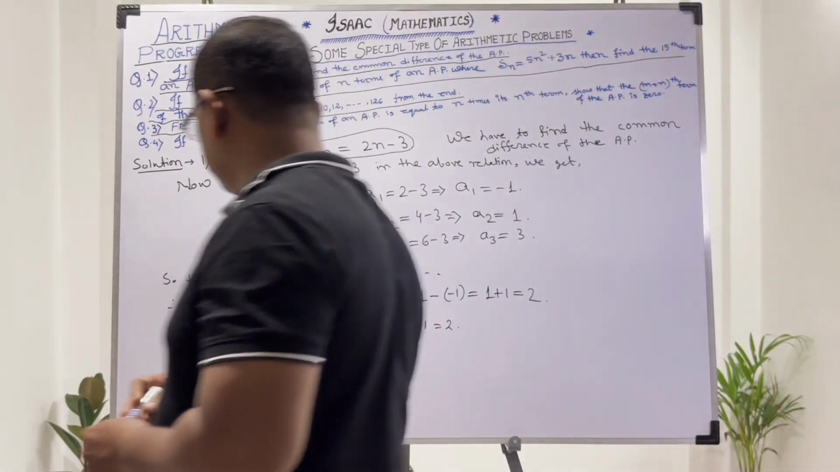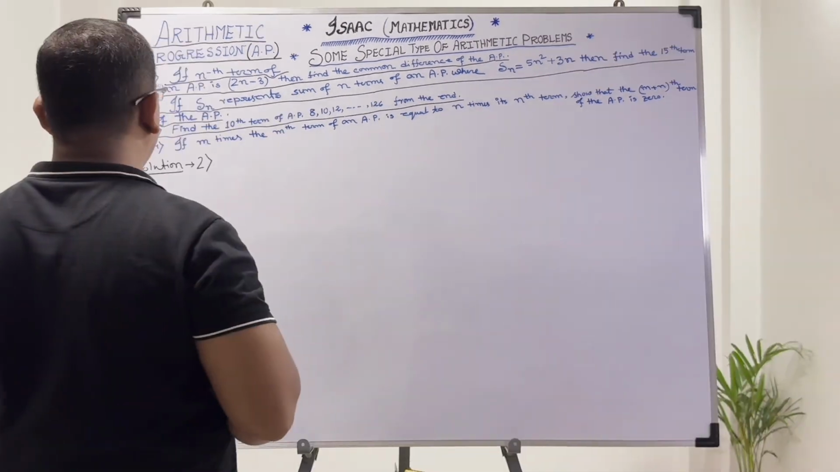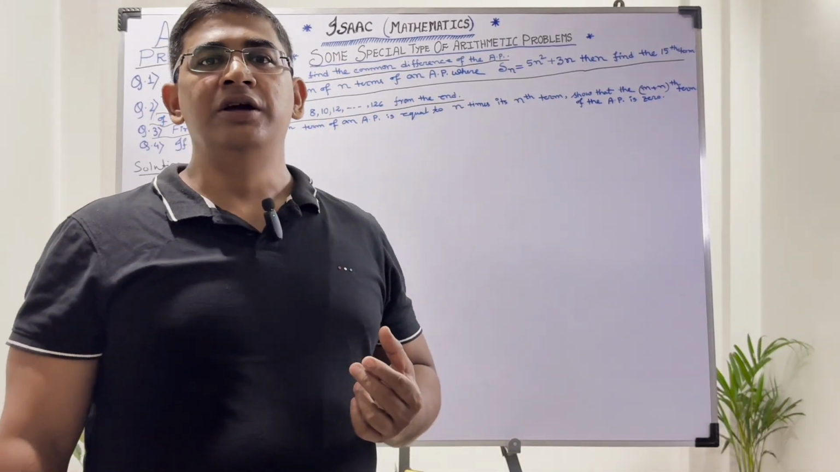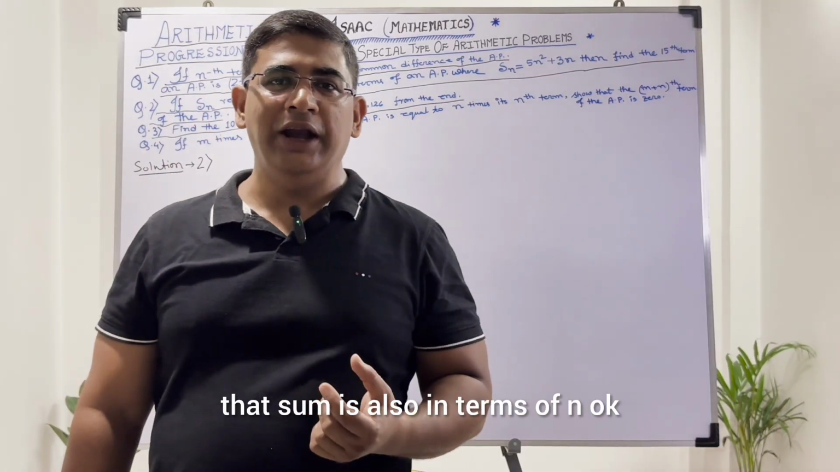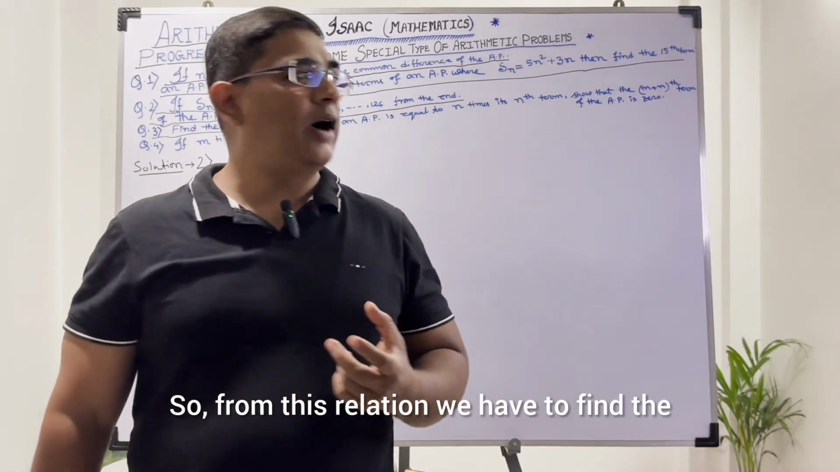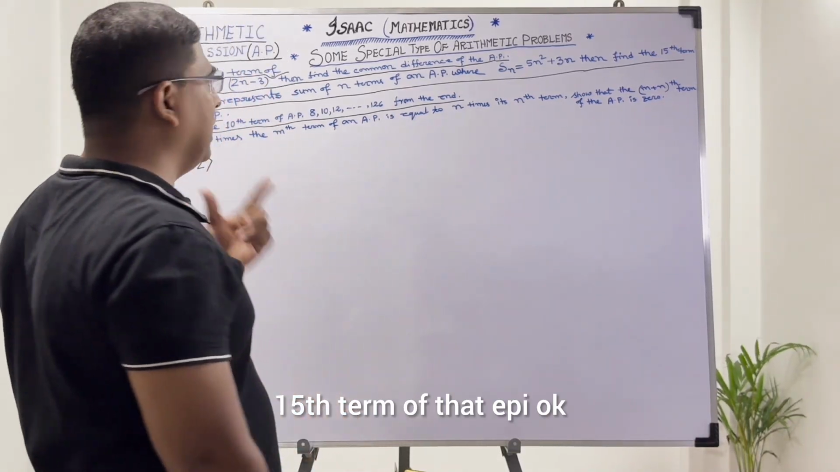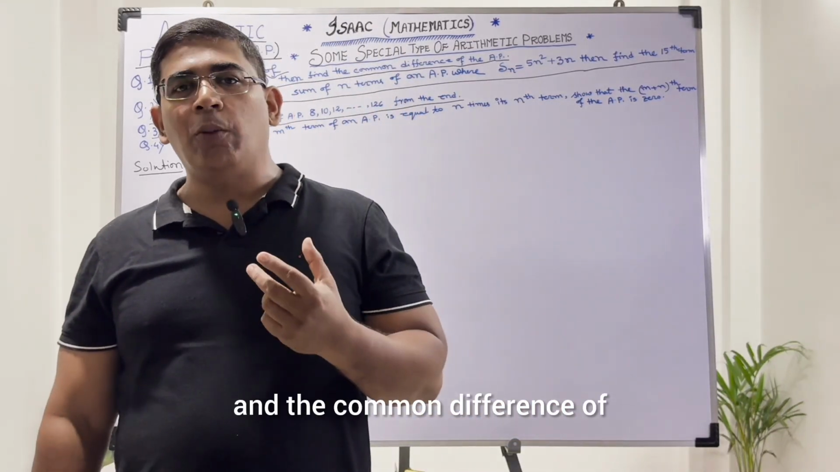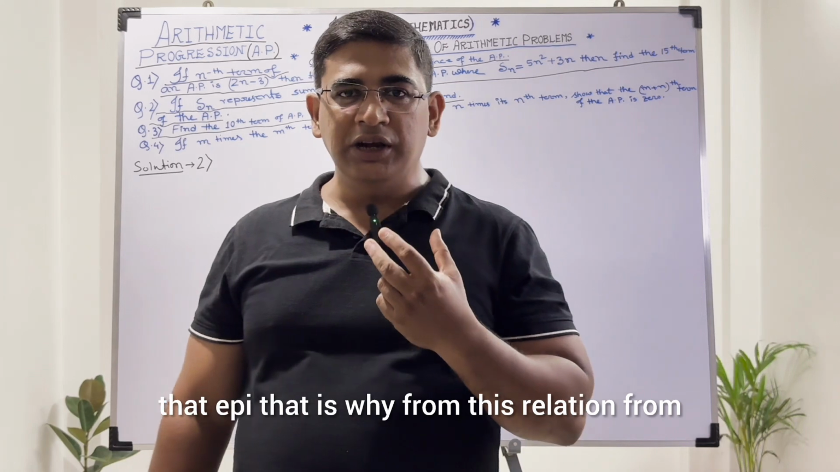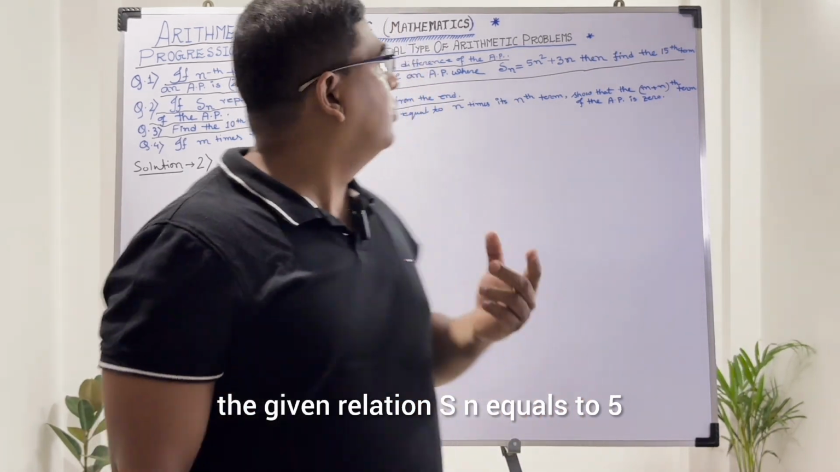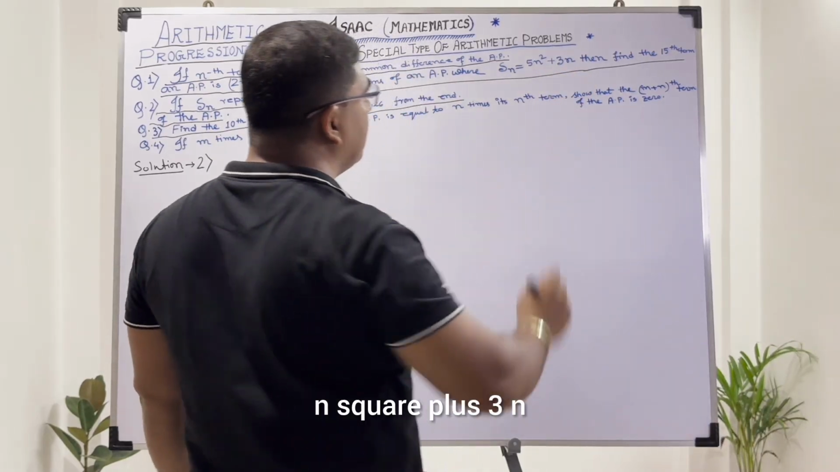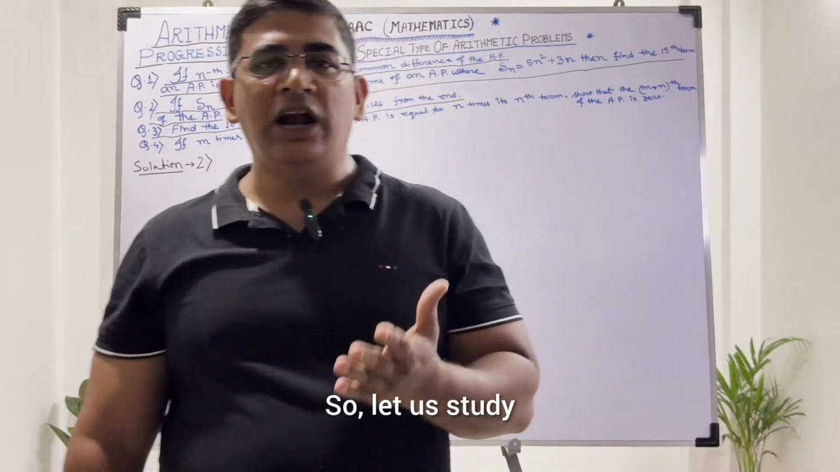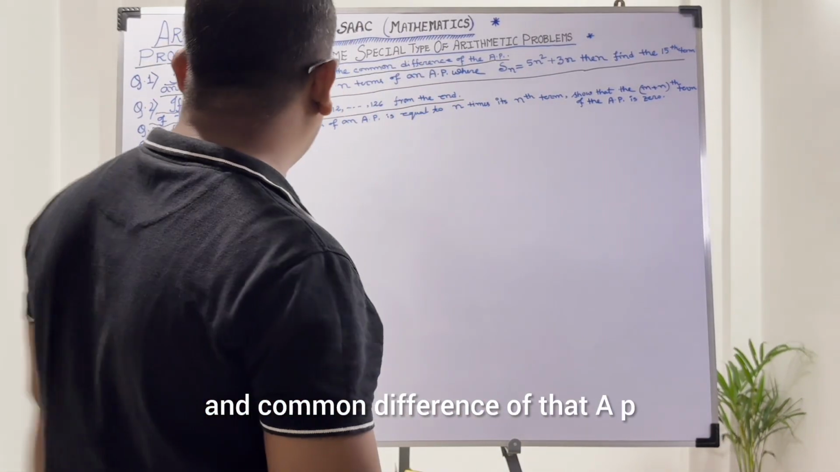Okay. In problem number 2, the sum of n terms of an AP is given. That sum is also in terms of n. Okay. So from this relation, we have to find the 15th term of that AP. Okay. So to find any term of that AP, we have to know the first term and the common difference of that AP. That is why from the given relation, Sn equals 5n square plus 3n, first of all we have to find the first term and common difference of the AP. Okay, so let us study how we can find them.